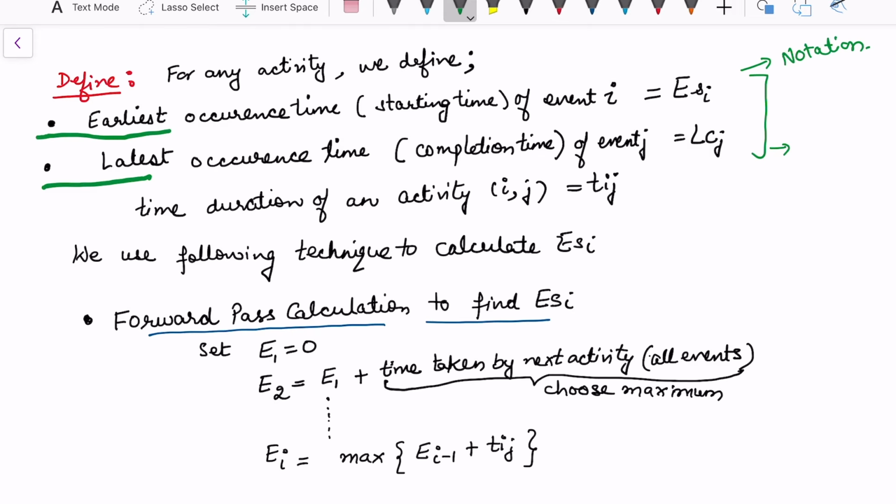We are always given the time duration of an activity, and that is denoted by Tij. This is the time duration of any particular activity, which must be given to us in the question or the problem that we are taking up. Now to calculate the earliest, this is my first thing. We first calculate earliest and then we will calculate the latest. To calculate earliest, I am going to use the forward pass calculation.